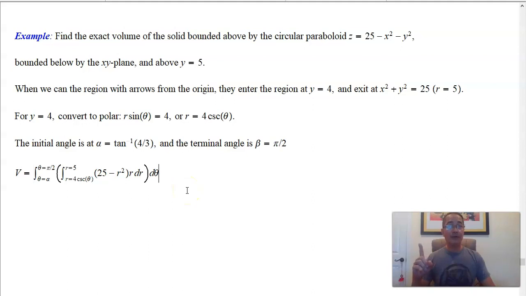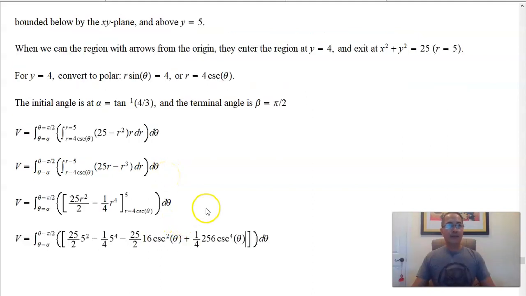Maybe I should have warned you that unlike before, where we separated the theta from the r, you can't do that anymore, because the r portion depends on theta. So try again. Here are the next first few steps. Distribute the r. You have 25r minus r cubed, just like before.